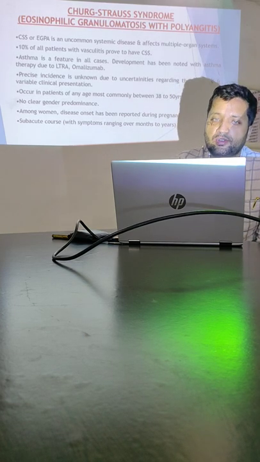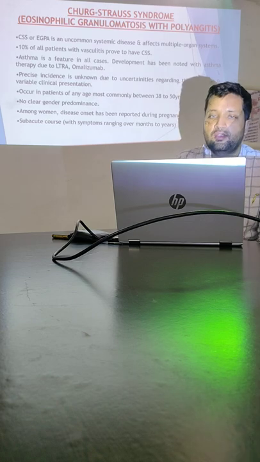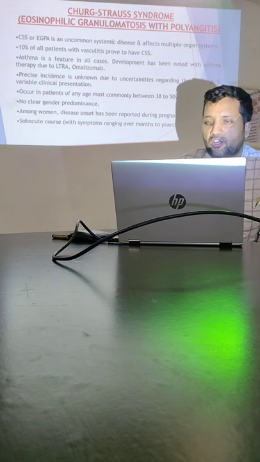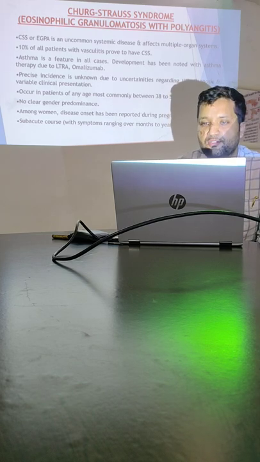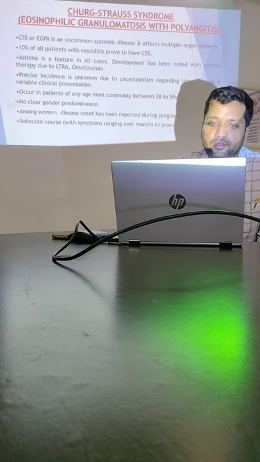So, we discuss the syndrome: eosinophilic pneumonitis, polyneuritis. CSS or EGPA is an uncommon systemic disease affecting multiple organ systems. 10% of all patients with vasculitis prove to have Churg-Strauss syndrome.